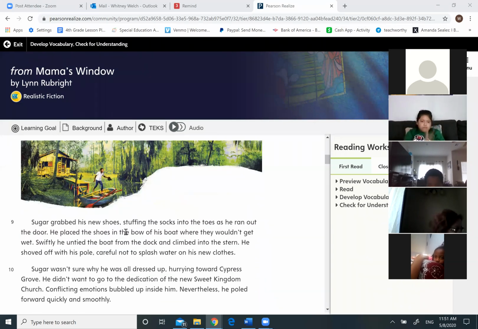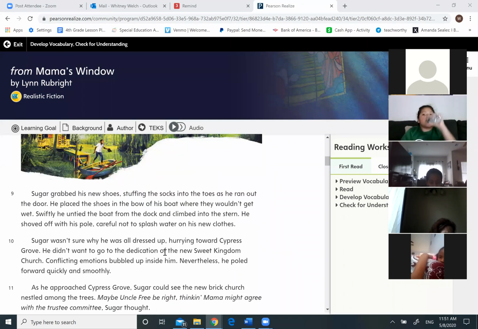It says, Sugar grabbed his new shoes, stuffing the socks into the toes as he ran out the door. He placed the shoes in the bow of his boat, where they wouldn't get wet. Swiftly, he untied the boat from the dock and climbed into the stern. He shoved off with his pole, careful not to splash water on his new clothes. Sugar wasn't sure why he was all dressed up, hurrying toward Cypress Grove. He didn't want to go to the dedication of the new Sweet Kingdom Church. Conflicting emotions bubbled up inside him. Nevertheless, he pulled forward quickly and smoothly.